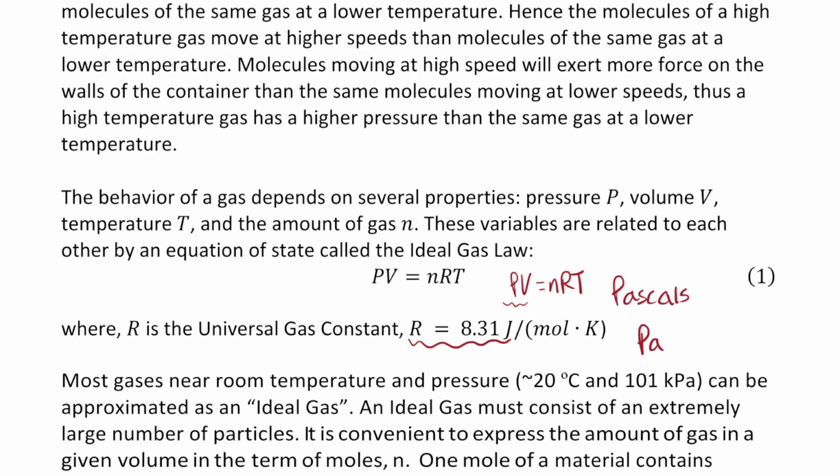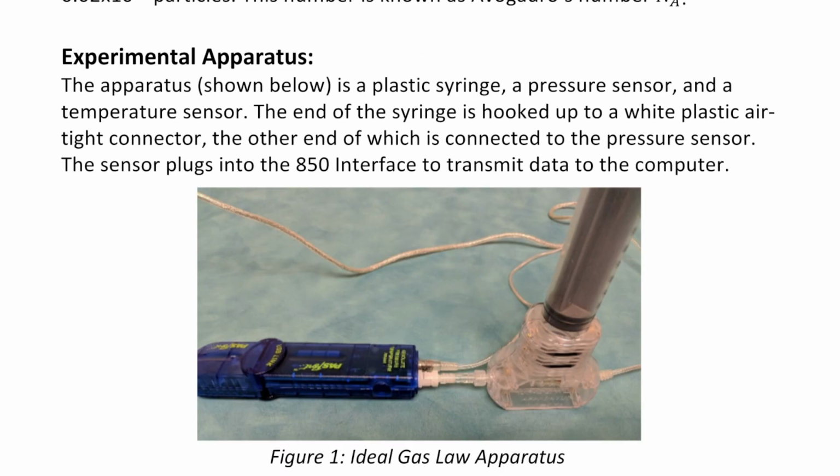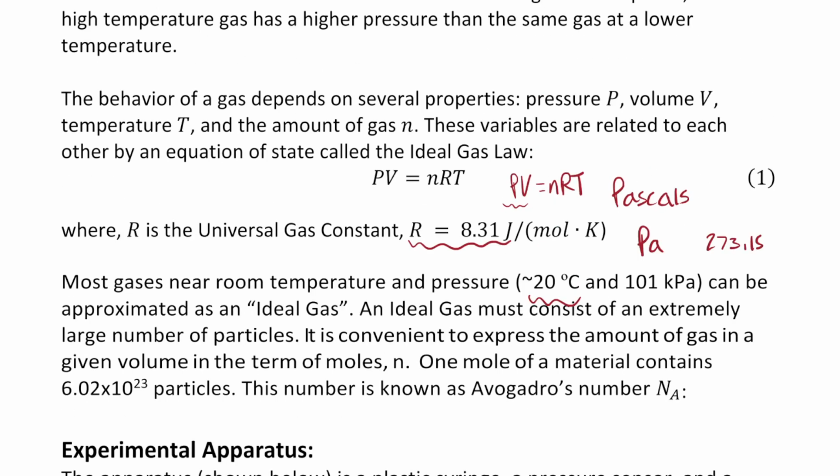So if you were using these numbers here, you would have to convert 101 kilopascal to Pascal, so it'd be 101,000 Pascal, and then this 20 Celsius, you would add to 273.15, I think. And so this 20 Celsius would be 293.15 Kelvin. And also the small n is the number of moles.